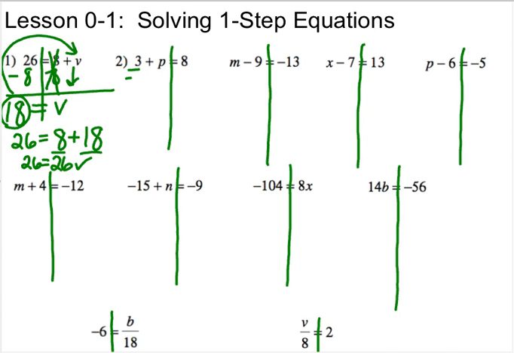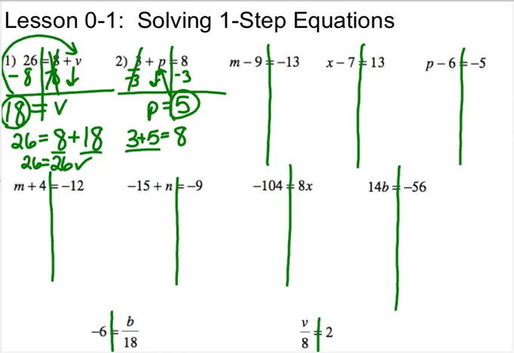Next, I've got to do the opposite. Since it is a positive 3, I must subtract 3. I can bring this p down, so p equals 8 minus 3, which is 5. Substituting 5 in for p, I get 3 plus 5 equals 8. Combine my like terms over here. 8 equals 8. Check.